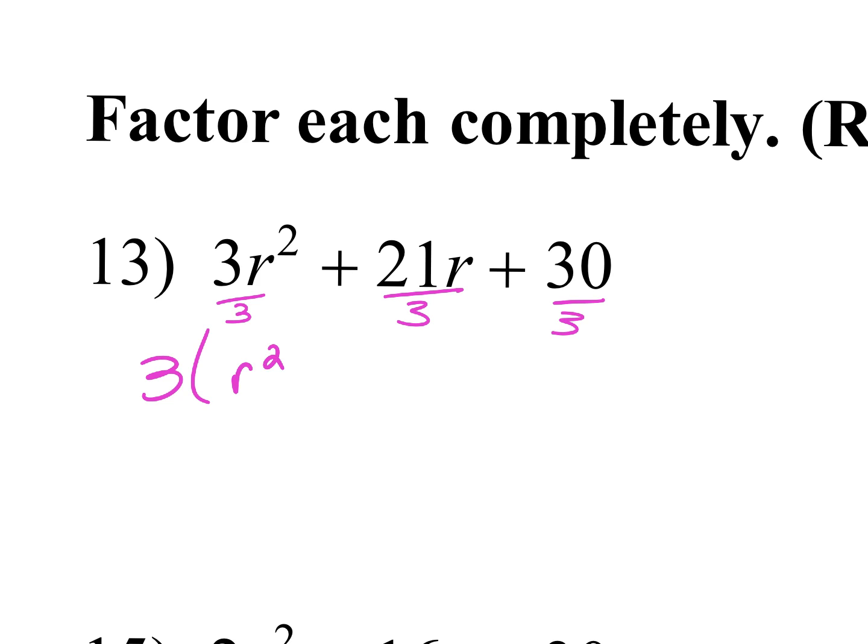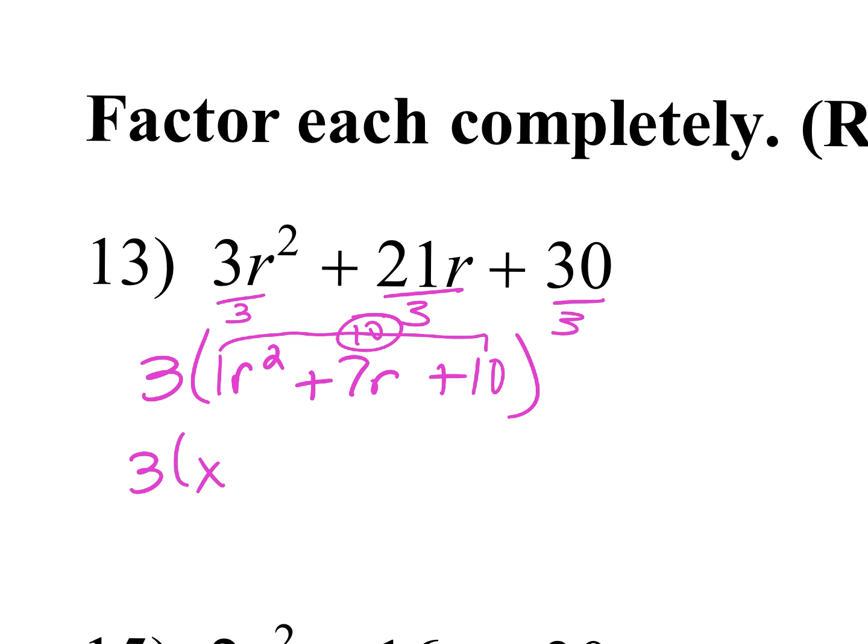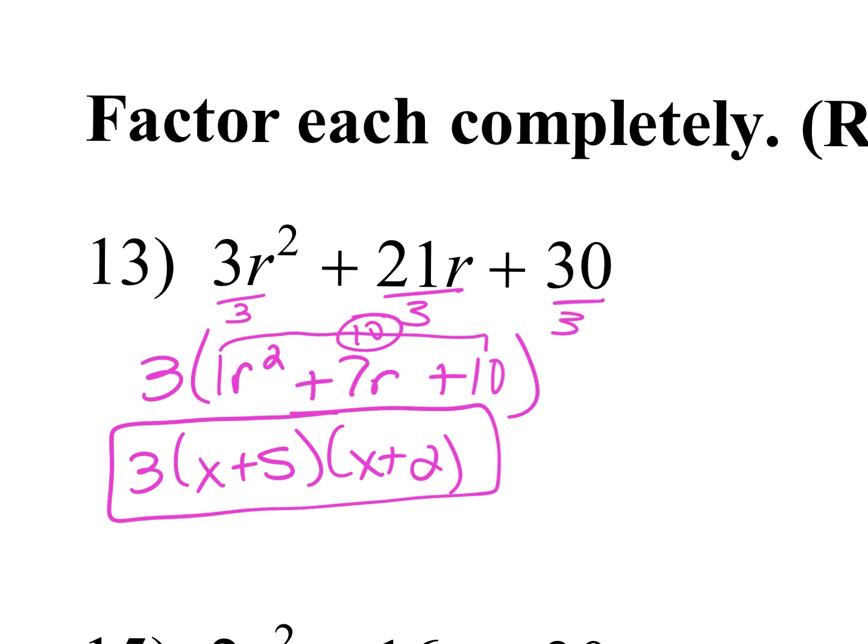So I'm left with r squared plus 7r plus 10. And then I say, can I factor this anymore? Are there factors of 10 that'll multiply to give me 10 but add to give me 7? What is it? r plus 5 and r plus 2. Both are positive because both the signs in your problem are positive. But that is factored completely.